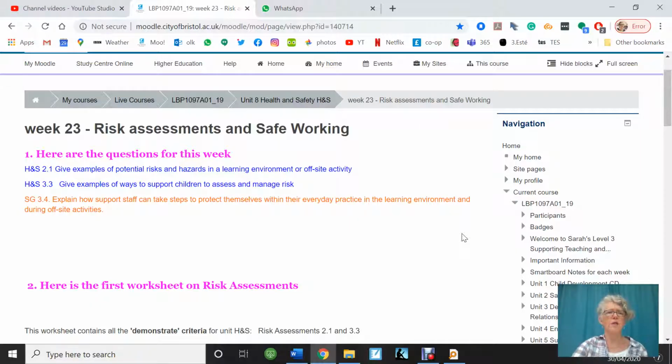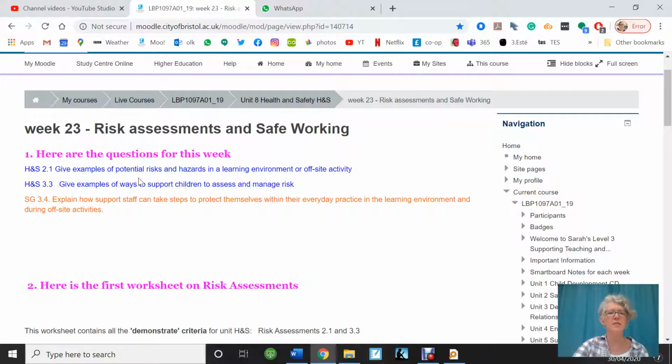Here we are in week 23 and we're going to look at risk assessments and safe working. The two risk assessment questions here come from the Health and Safety Unit 8, 2.1. And look, these two are both in blue. They are practical demonstrate questions.